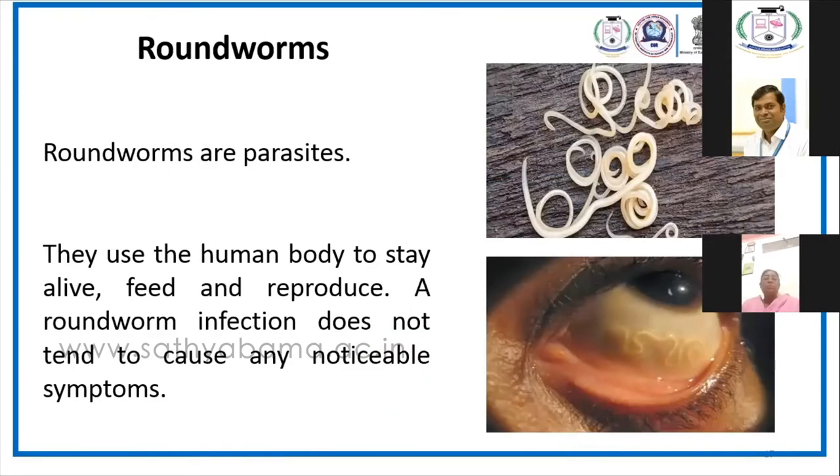Roundworms. Roundworms are also parasites. They use the human body to stay alive, feed, and reproduce. A roundworm infection does not always cause any notable symptoms. The most familiar roundworms are the eye-infecting roundworms. They are easily present in the eye, but an infected person cannot recognize the worms inside the eyes.